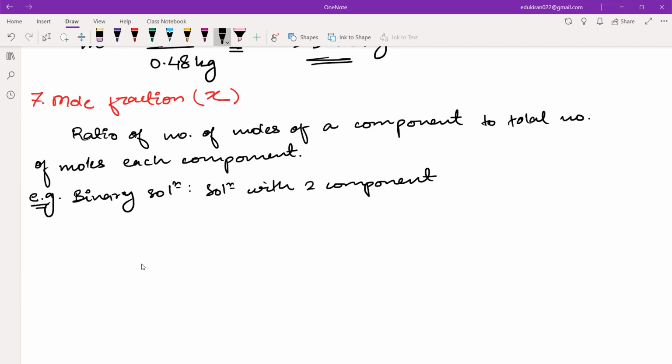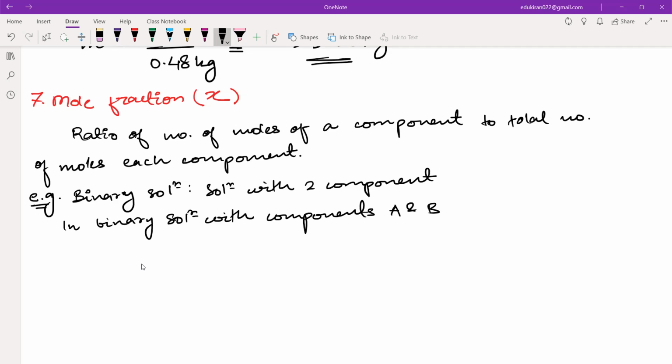In your NCERT, binary solutions are only used where you have one solute present in one solvent. So in a binary solution, what happens? In a binary solution, you have two components, A and B.